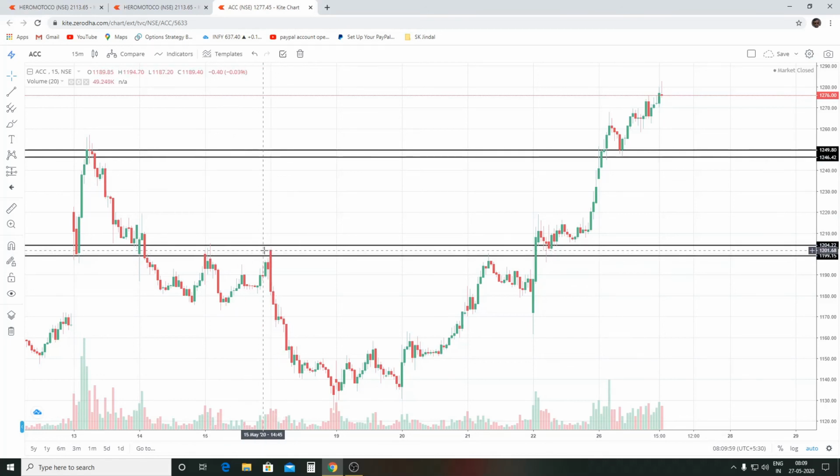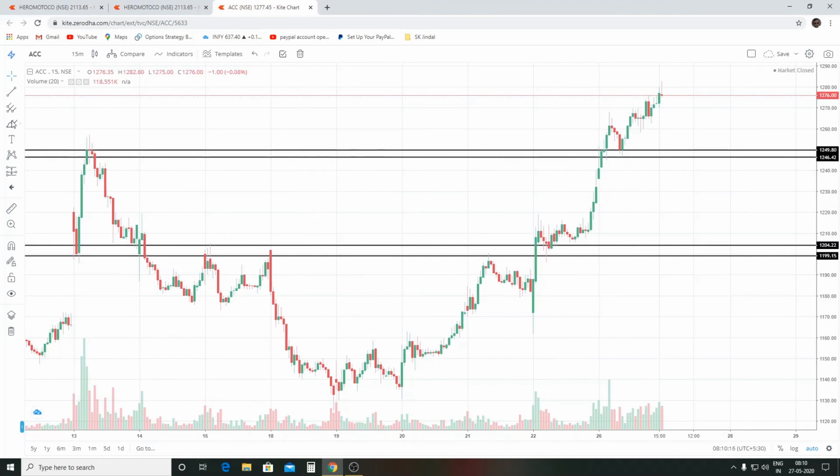So you can see when it touched this resistance, how strong a sell-off came, and again when it tested there was a sell-off, and hence when next time it came and tested these levels it broke them, because this level of resistance had become weak.